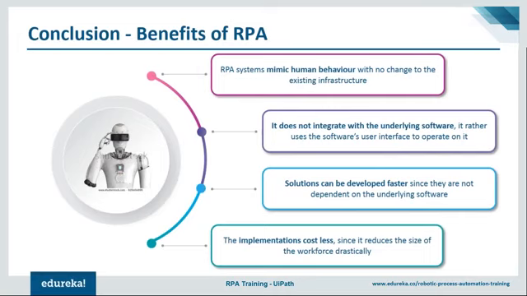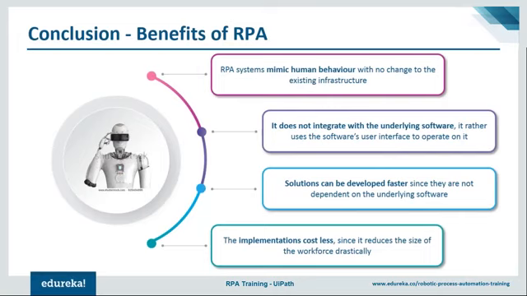Since you are not involved in any of the complexities of the underlying software, you're not involved with coding, so these solutions can be developed very fast because there is no time that you have to waste in thinking how you will do it. If you want to click somewhere, just tell RPA to click there. It is that simple. And hence developing these solutions became very fast.